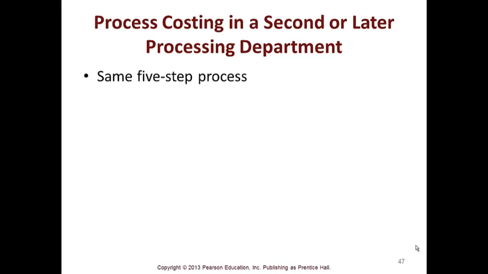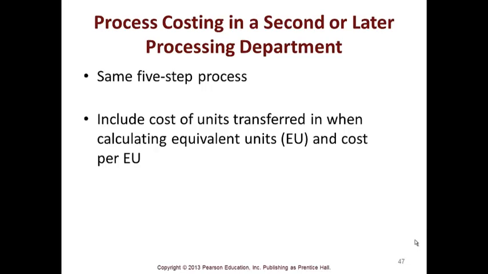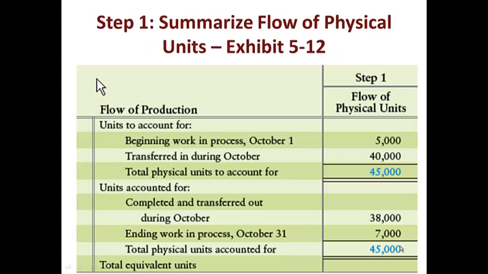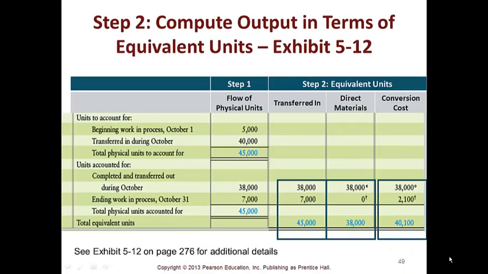Okay, so remember we did Department 1. If you do another department, it's the same 5 steps. You include cost of units transferred in when calculating the equivalent units. You do your transferred in costs. So here you go. So you had your beginning work in process transferred in. Then you have your total physical units to account for, what was completed, and what the ending is. And once again, it's the same calculation as you move from department to department.